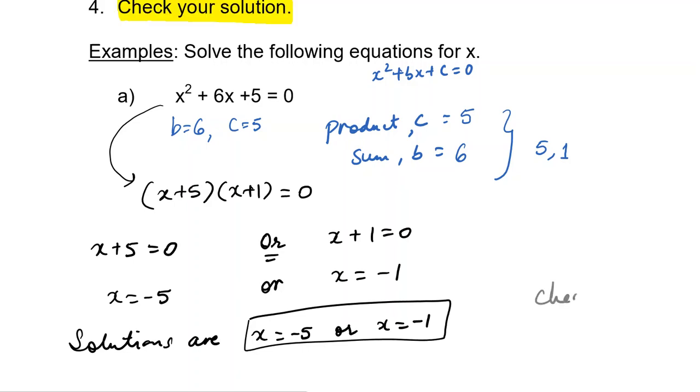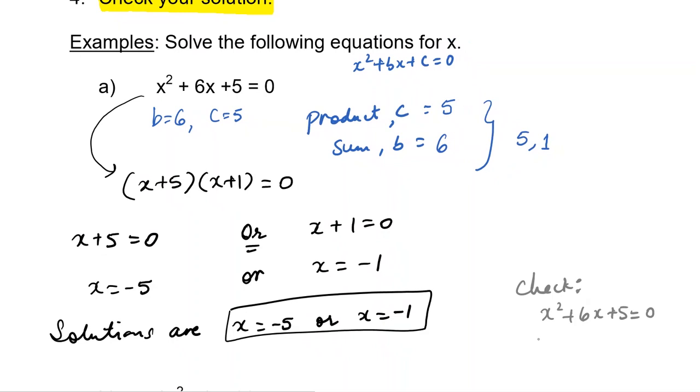So in order to check, our original expression is x squared plus 6x plus 5 equals 0. And if I put negative 5 here, do I get 0 equals 0? So negative 5 squared plus 6 times negative 5 plus 5 equals 0. Is that true? So we get 25 minus 30 plus 5, and of course, we get 0 equals 0. So yes, negative 5 works.